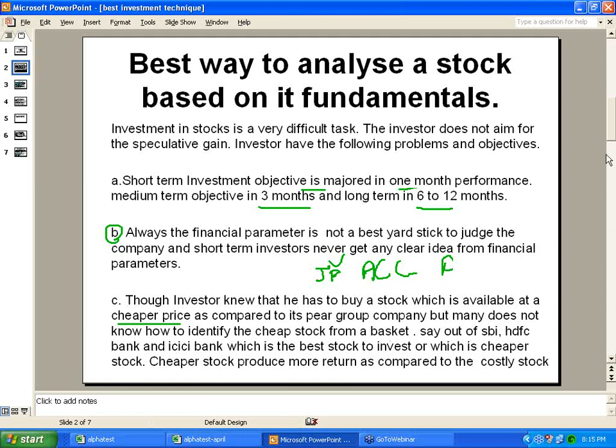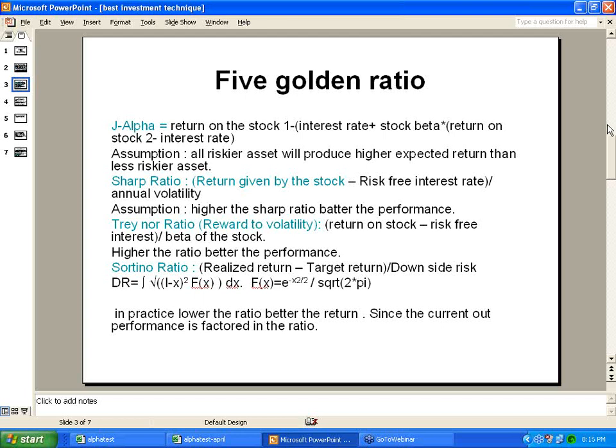So the ratios I have chosen today: Jensen's alpha, Sharpe ratio, Treynor ratio and Sortino ratio. This Sortino ratio I am not taking for you today because it involves a great deal of mathematics. It involves integration. It involves some derivative functions, which all may not be in a position to digest. So for that reason I am just avoiding this one. And in my earlier seminars also, webinars also, I have avoided this ratio.